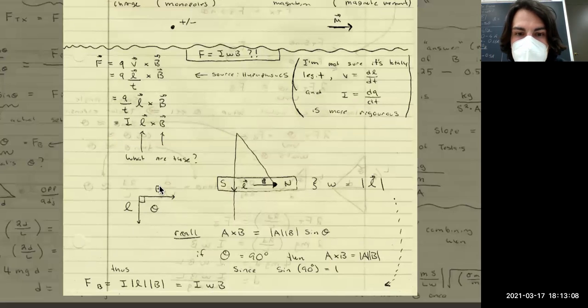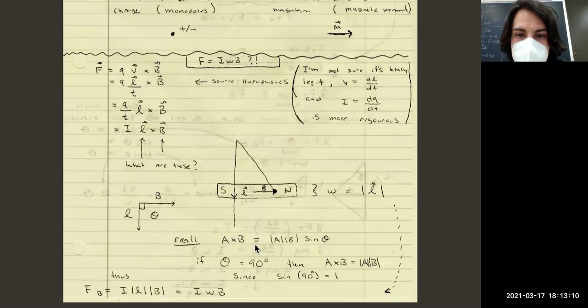Now I can use the formula that maybe you recognize from calculus, where if you take the cross product of two vectors, you can write it as their magnitudes times the sine of the angle between the two. In this special case, I have something going exactly to the right and something going exactly down, so it's sine of 90 degrees, which is just 1. I can simplify this equation to I times the absolute values of L and B.